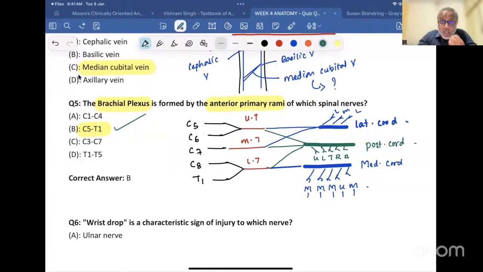Again, brachial plexus will be a very important topic. It's an important long essay. It's an important short essay. It's an important MCQ question for your exam. Right? Done. Next question. Wrist drop is a characteristic sign of injury to which nerve?